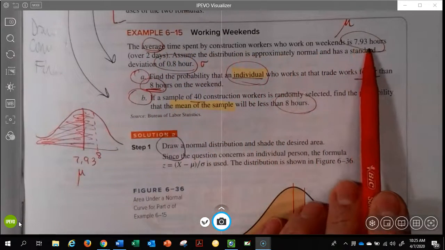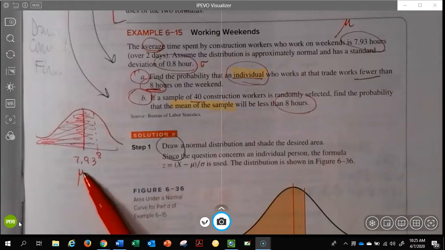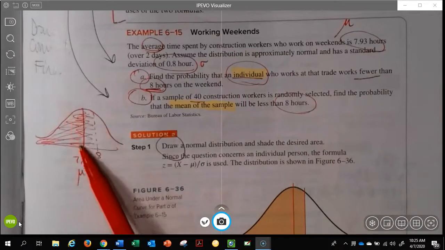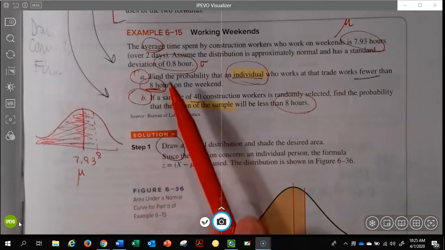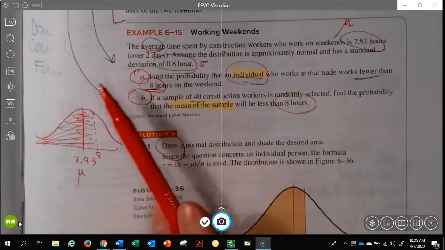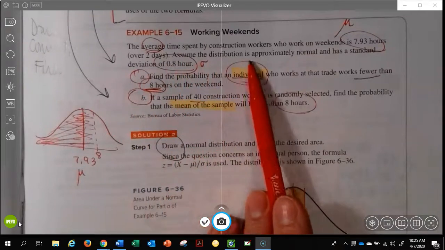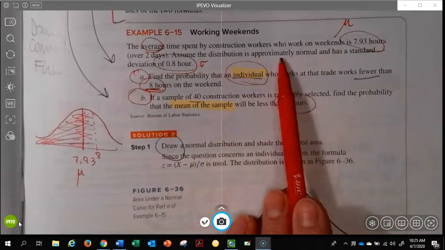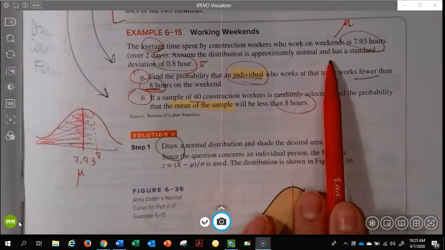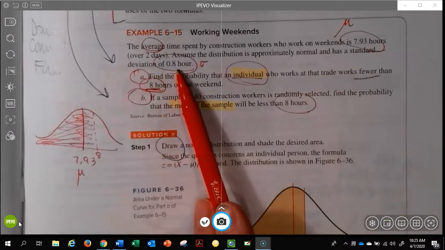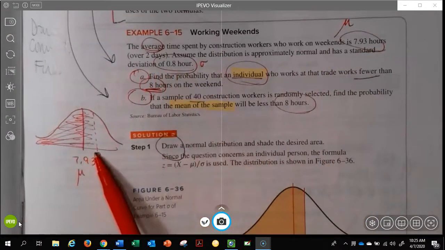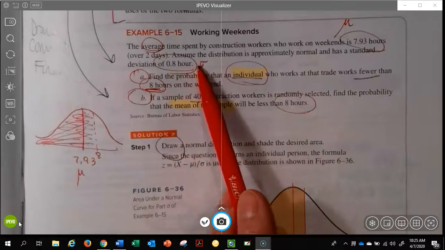So starting with the first paragraph, it says the average time spent by construction workers who work on weekends is 7.93. So I'm going to go ahead and even get my drawing started. My average is 7.93 over 2 days. Good to know. Assume the distribution is approximately normal. We already knew that, but they have to say it. And it has a standard deviation of 0.8 of an hour. So my standard deviation, I'll need that number for later.